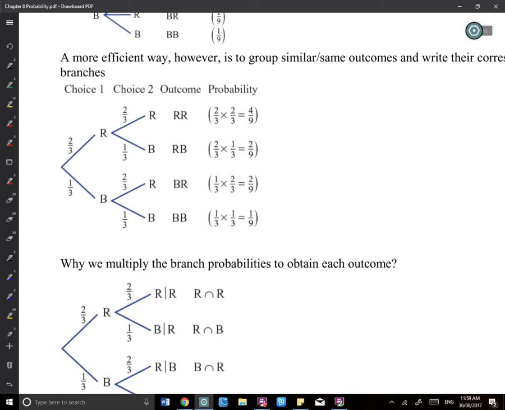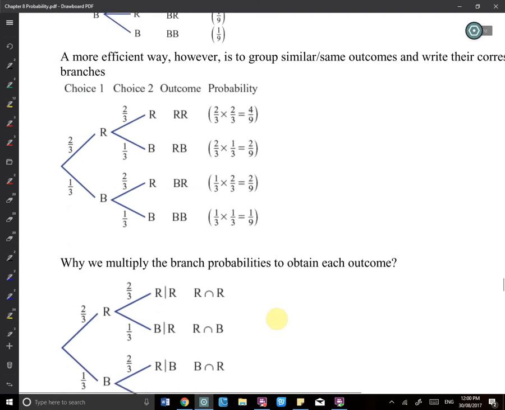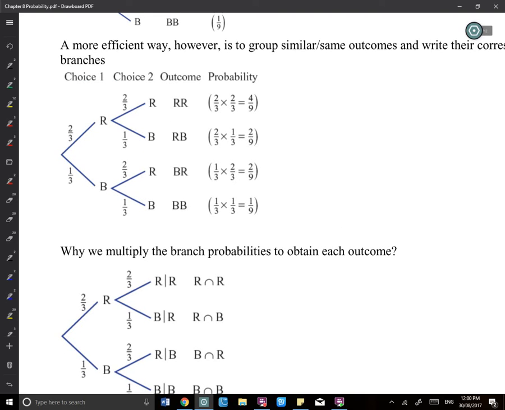We write the probability on each branch. If I just have two colors of candy, a red one and a blue one, we just write red and blue. The probability of getting red will be 2/3 because I have 2 red and 1 blue, and blue is 1/3. We write the probability on each branch and we group the similar outcomes. If they're only red, there's no difference between them, so I group them together. That's the only thing changed in Year 10 compared to Year 9.